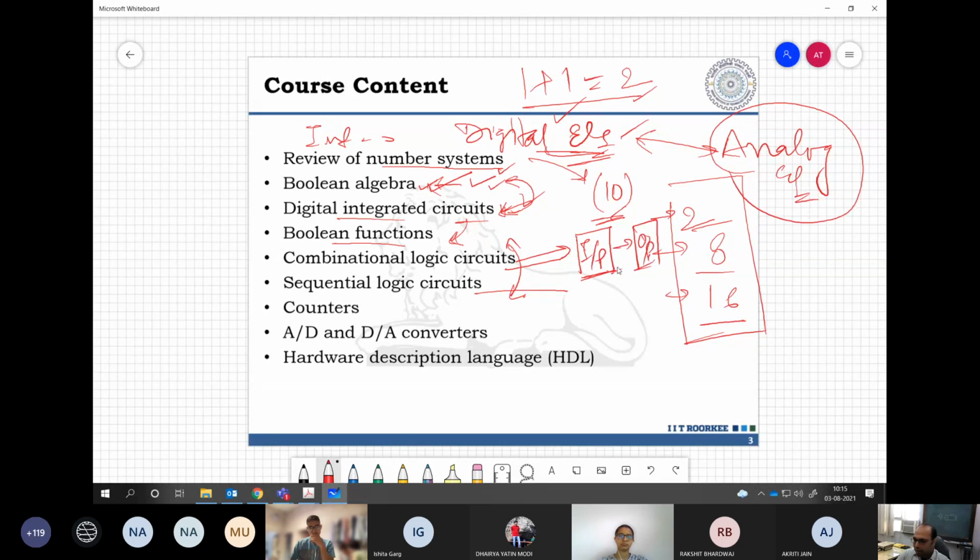There is no other thing which can change the output. Whereas in sequential logic, you will see that the output not only depends on the input, but also depends on the previous state of the output. What was the previous output, and what input you are giving, that will decide or dictate the next output. So that is something called sequential logic.